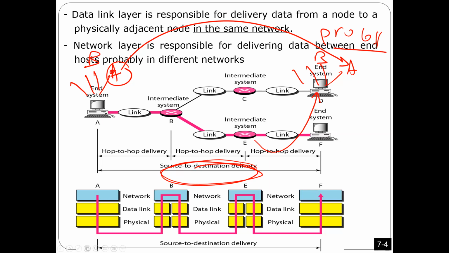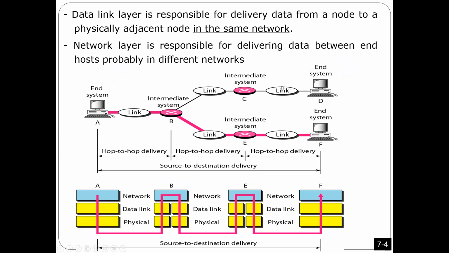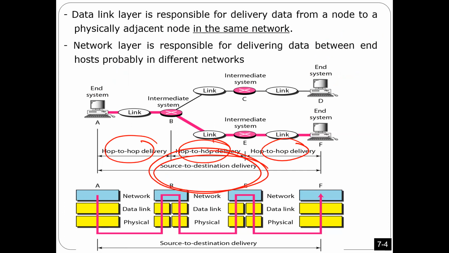So again, you should understand the comparison here. We have delivery hub to hub. You should understand what it means. You have end to end or source to destination delivery. Also, we have program to program or process to process. You understand what I'm saying?